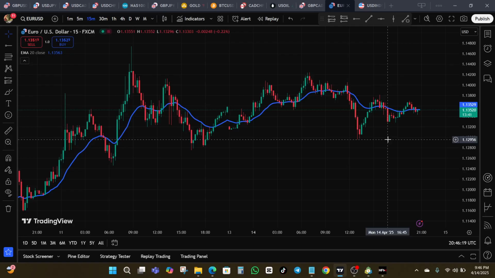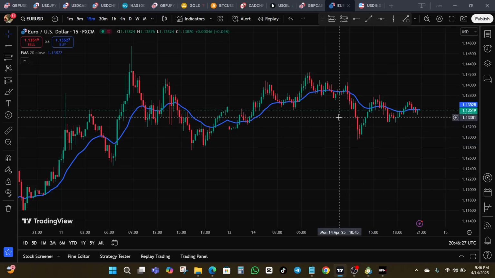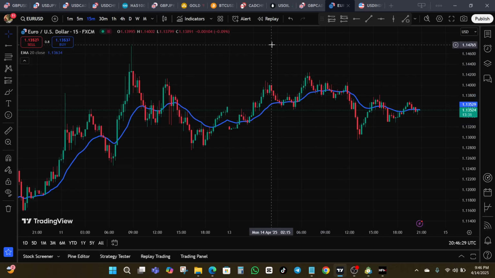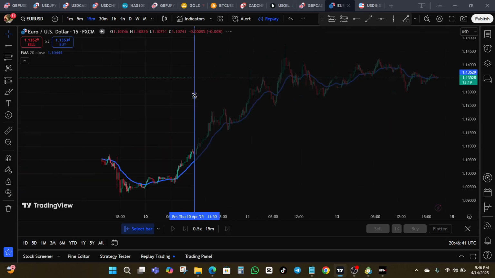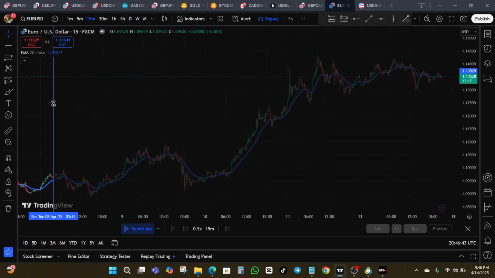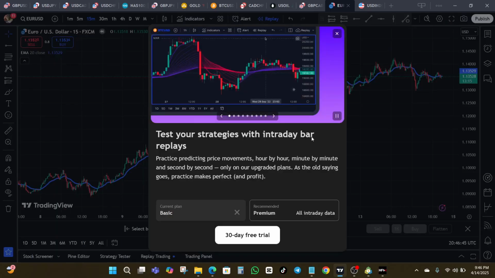All right, now you use the bar replay tool. Let us activate the bar replay. You click on the replay icon on the top of the chart. Right, you select where you want your backtest to begin.